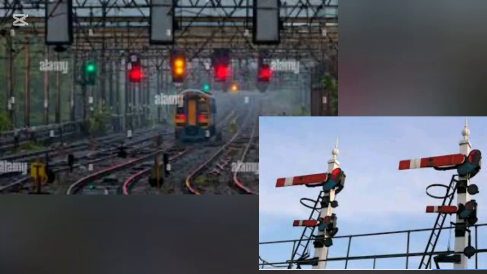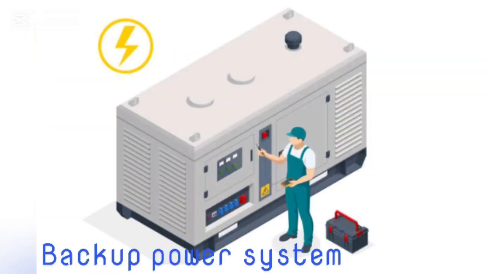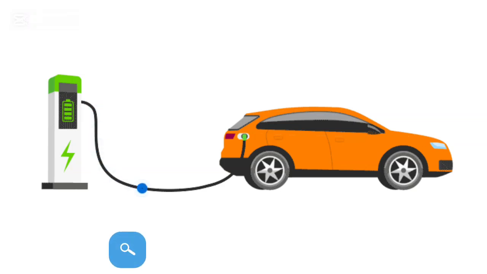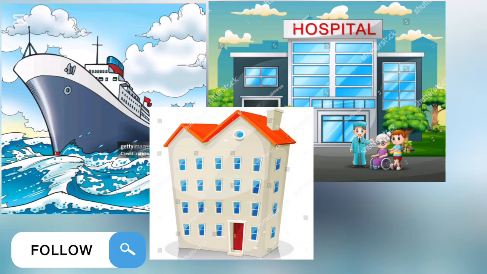Uses: in railway signals, electric lamps and mine lighting, backup power system, electric vehicles. Many large ships, hospitals, and public buildings are provided with alkaline battery installations for emergency lighting.